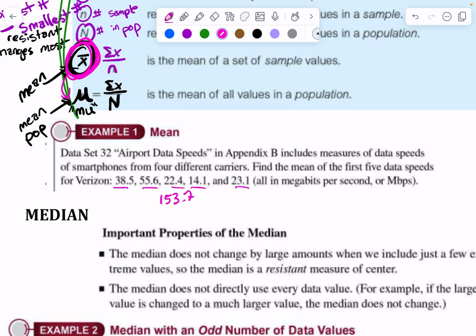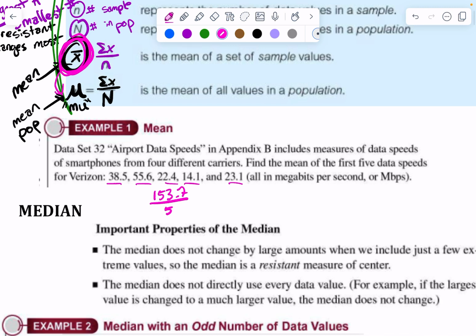153.7. I hope that's right. Anyway, divide by 5. Let's see if that seems reasonable. Ooh, 30.74. Does that seem reasonable? Yeah, it does, because I've got a 55 and a 38. Those are going to pull the average up. So 30.74 sounds good, except for the rule.